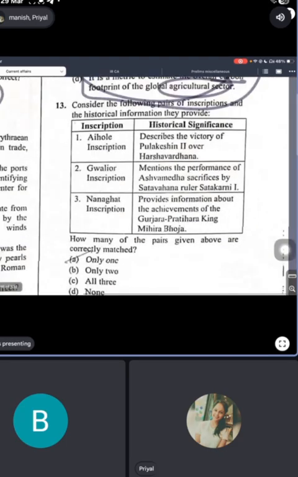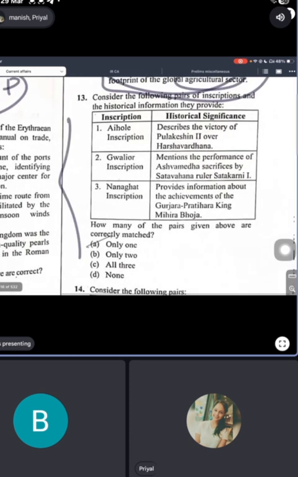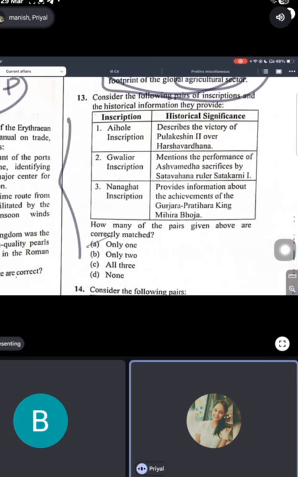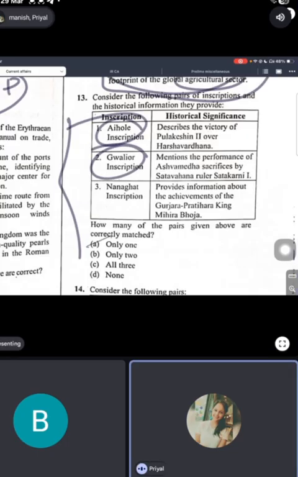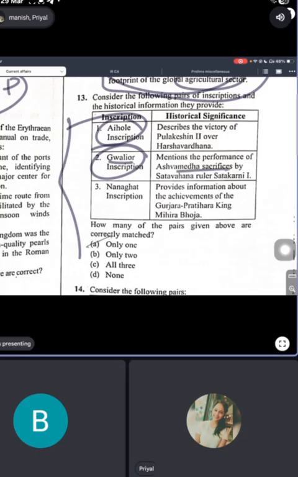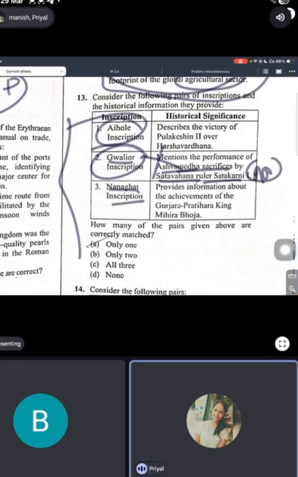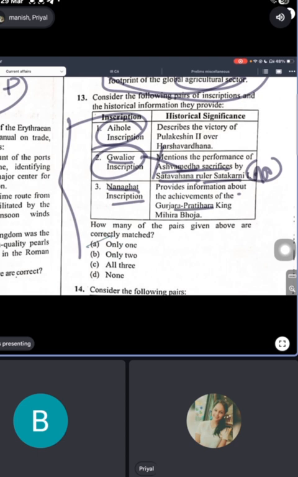Now see, this is actually a knowledge-based question, but I will tell you how to reach the answer. Now see, guys, the whole description says Gwalior, and they have given Satavahana, which means Andhra Pradesh. How can that be the answer? Only if I know the ruler. The question is saying Satavahana, and this is Gwalior. Gwalior is Madhya Pradesh. How can that be possible, right? Now see, Nana Ghat inscriptions provide information about the achievements of the Gurjara-Pratiharas. They are North India, and Nana Ghat is in North India. So only one option is left.